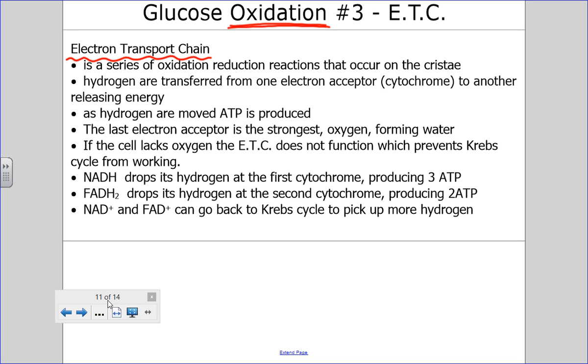Now, unless I'm specifically asking you what is the name of the third step, you are free to use the abbreviation ETC if you're talking about it or mentioning it as part of an answer that you're giving to a question.